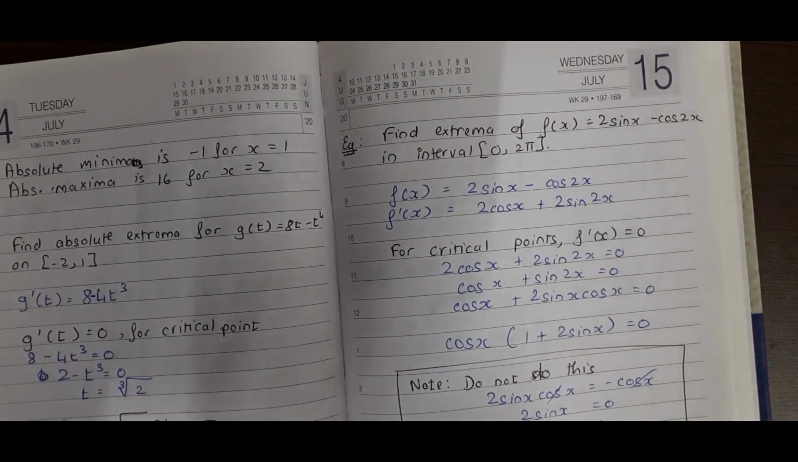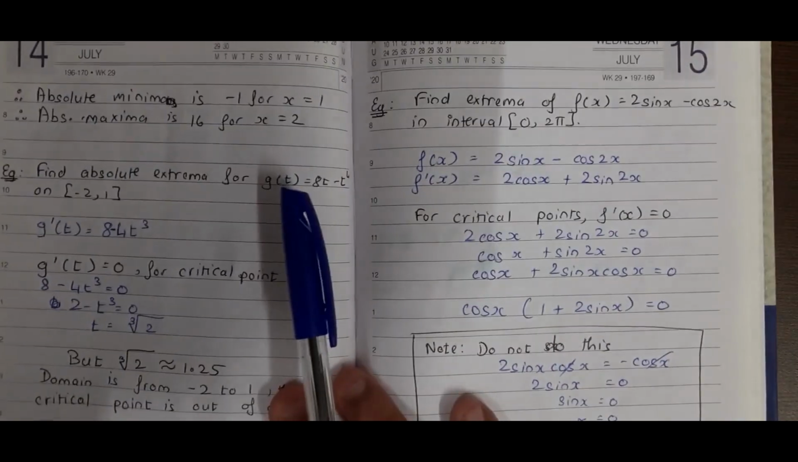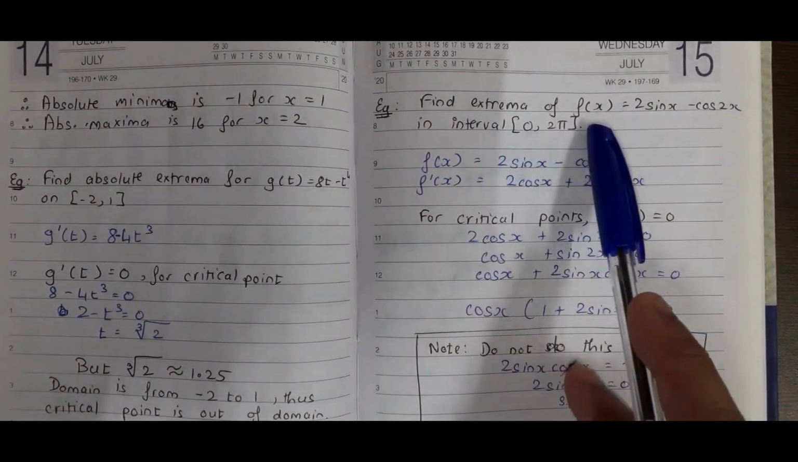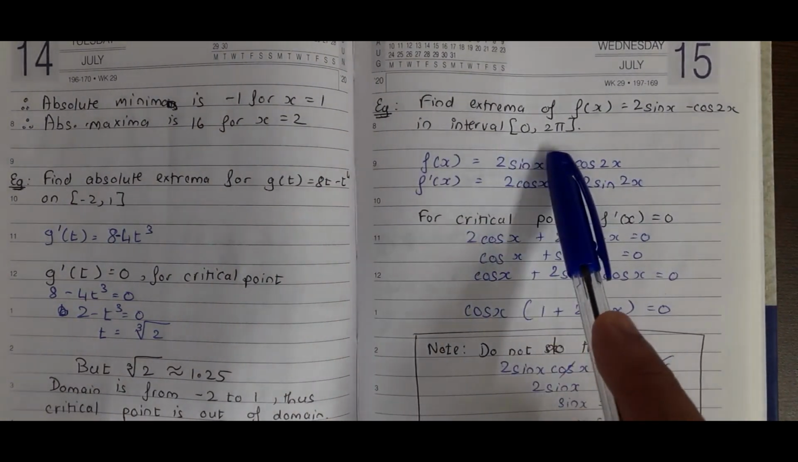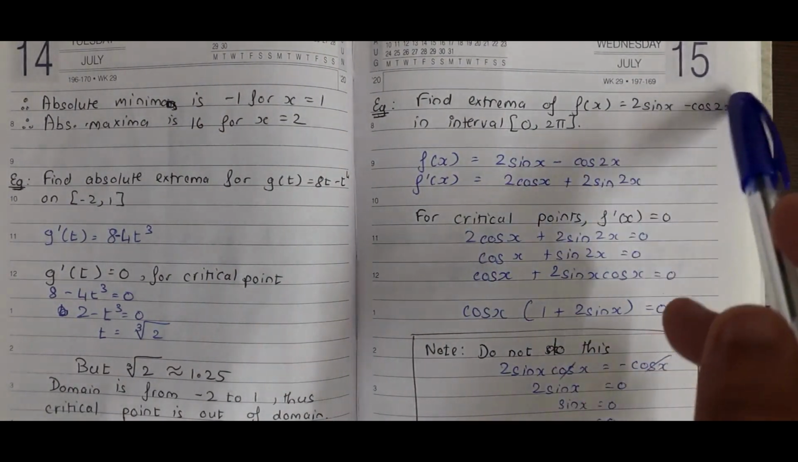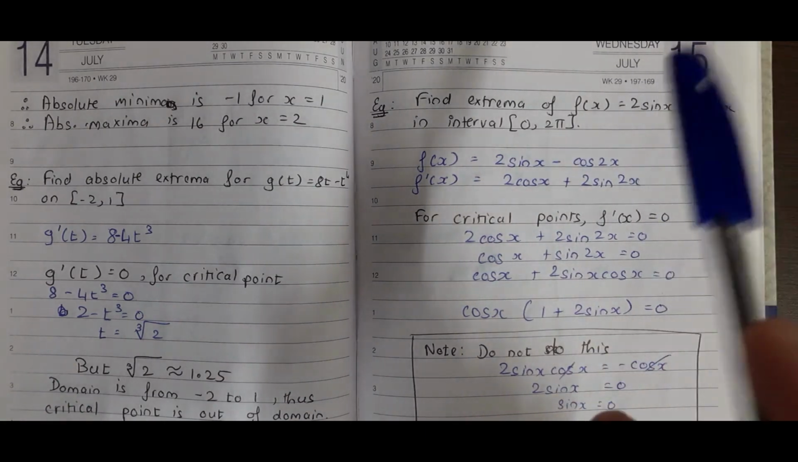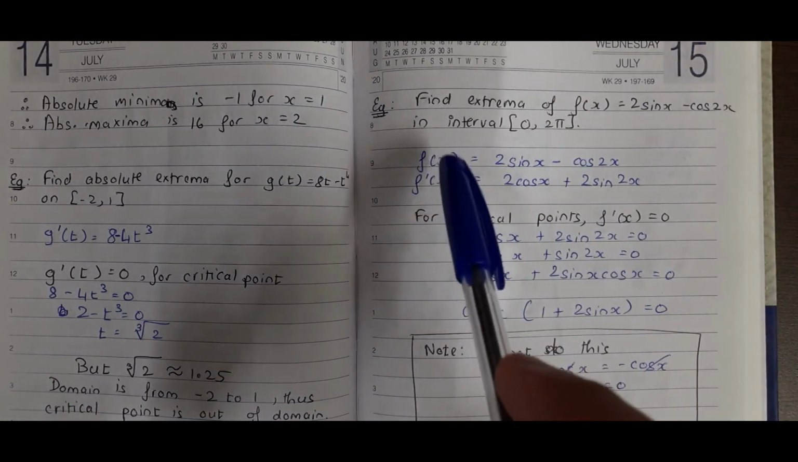The next example uses a trigonometric function. Find extrema of f of x equals 2 sin x minus cos 2x in the interval 0, 2 pi. Irrespective of the function, the method, the procedure remains the same. So your first step, take a derivative.